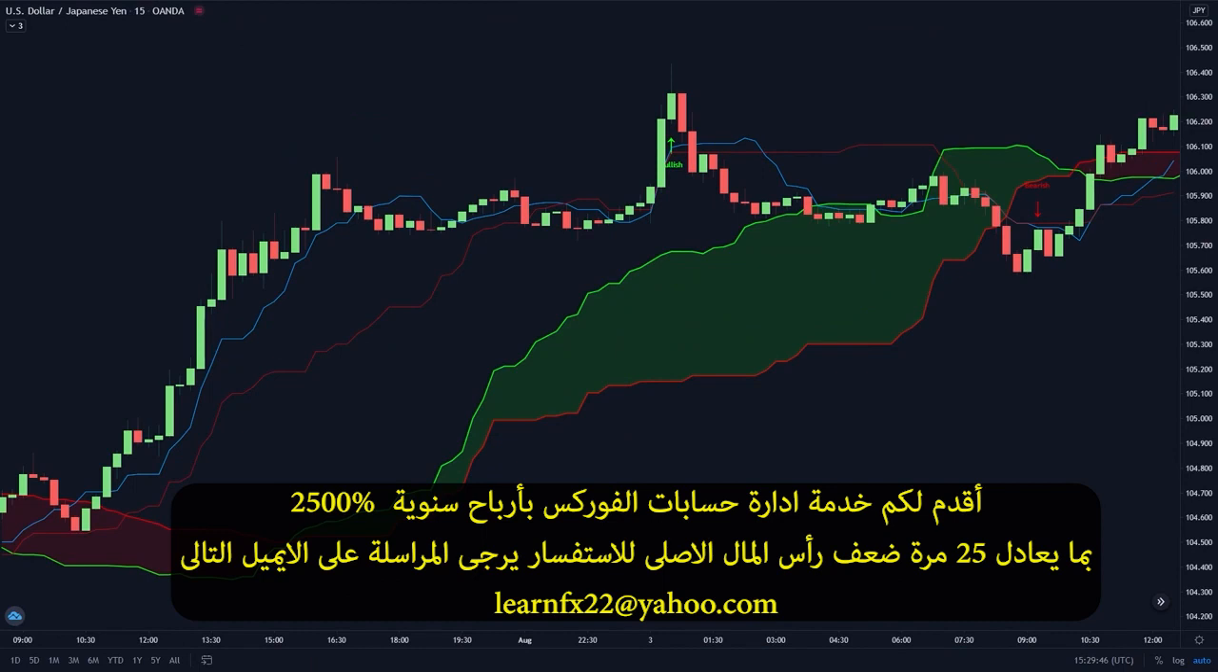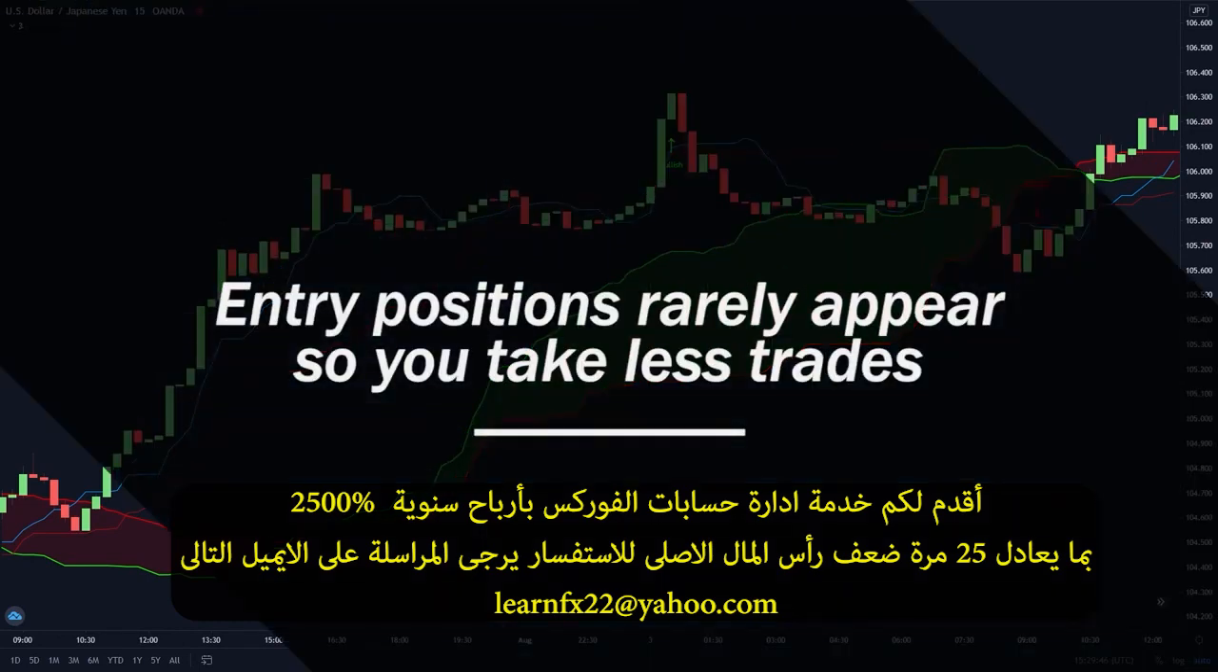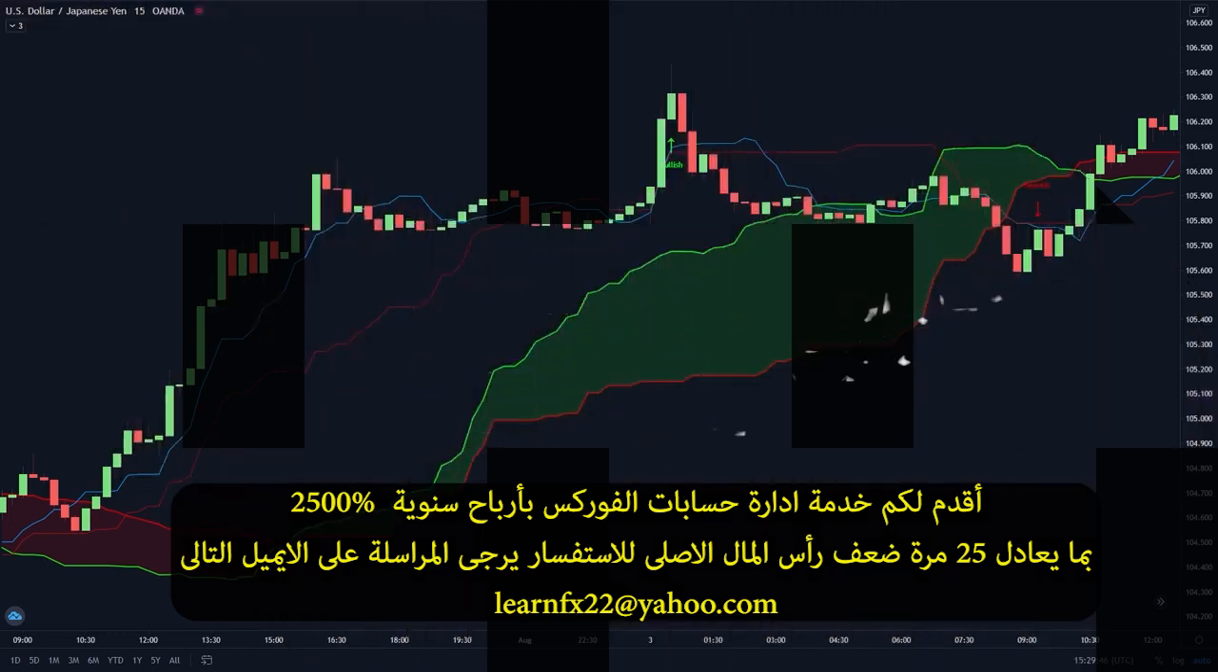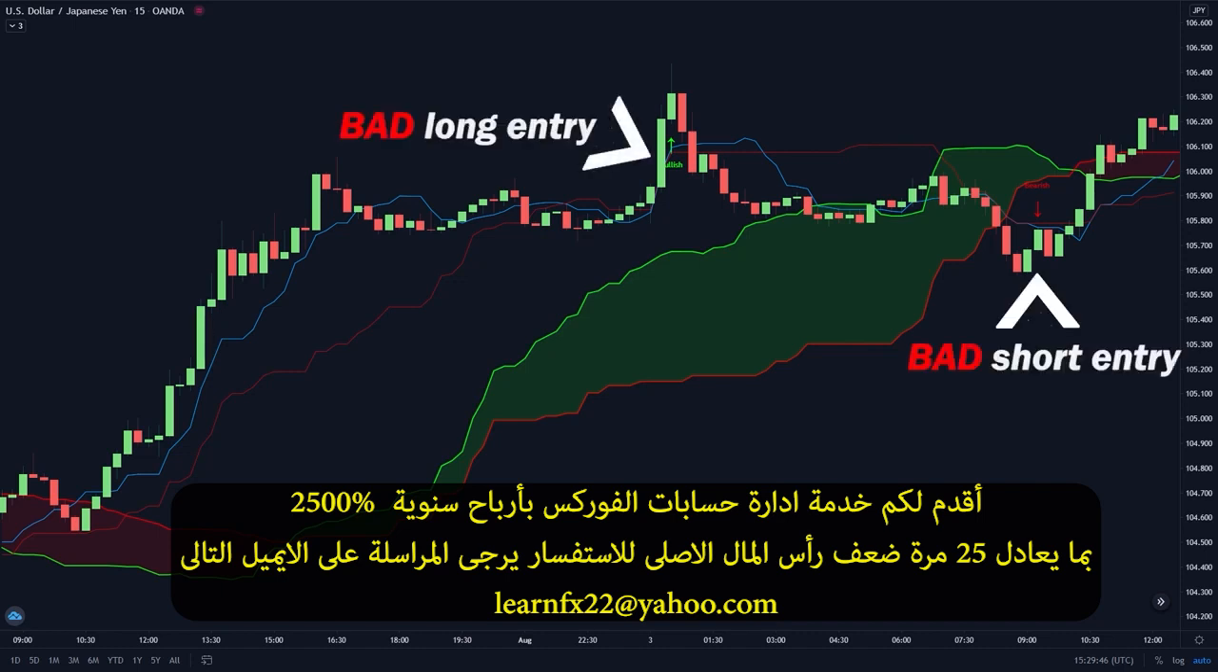Trading using the Ichimoku indicator isn't really effective because the conditions to meet the buy and sell signals very rarely appear, so you take fewer trades. And when it does appear, it is not even a good entry signal. Most of the trends already happened before.